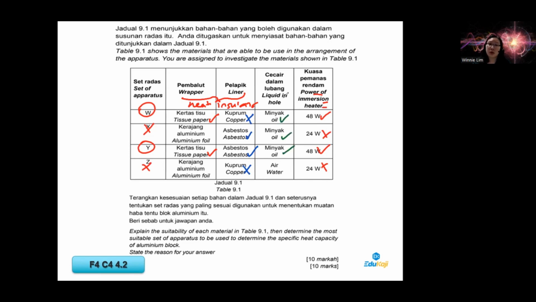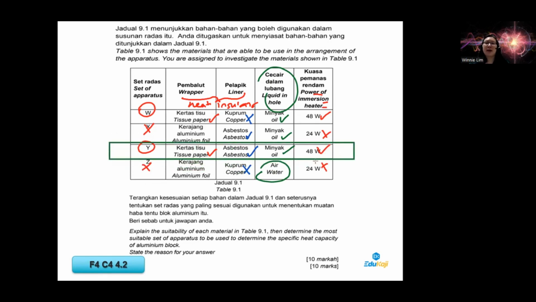What is the function of this oil? It actually gives better convection. Or you can say the heat provided by the heater is directly transferred to the block, as air is actually a heat insulator. And why water is not suitable is because water will evaporate. Okay, so obviously, what is your answer that has all ticks?